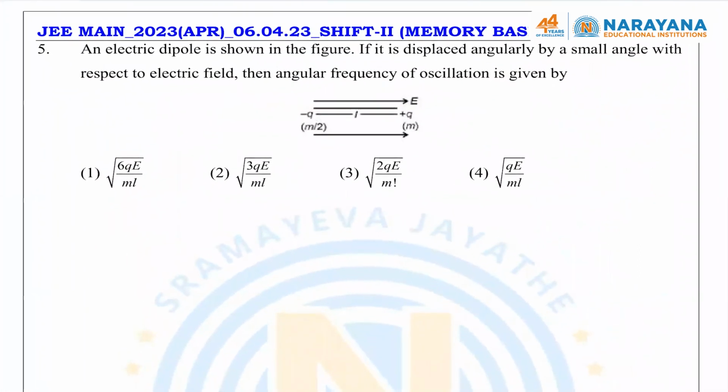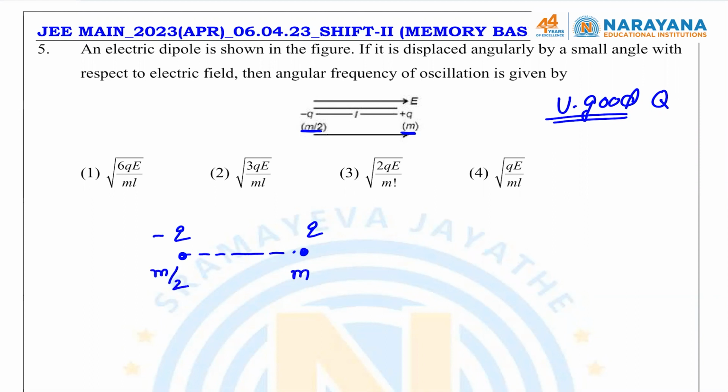So we have an electric dipole. This is also a very good question, because in this question, the dipole is given and the charges are minus q and plus q, but their masses are m by 2 and m. Usual question will have same mass and same charge, minus q plus q, but in this case, this is m by 2 and m, and I'll tell you what difference will it create.